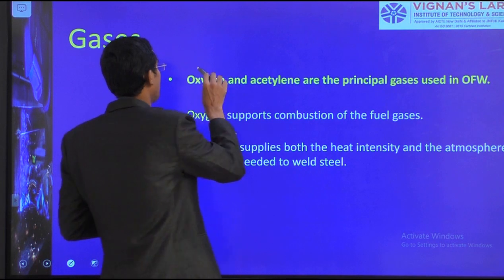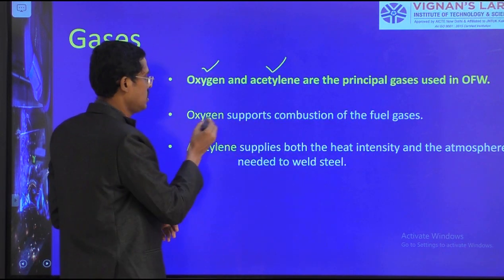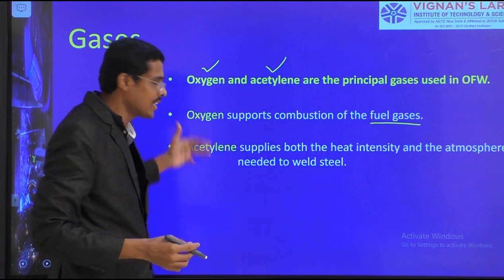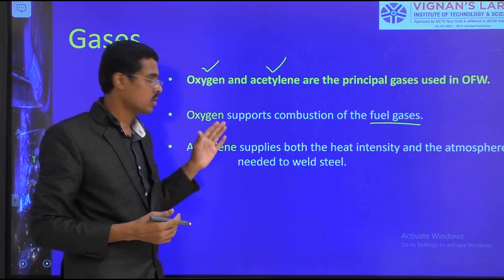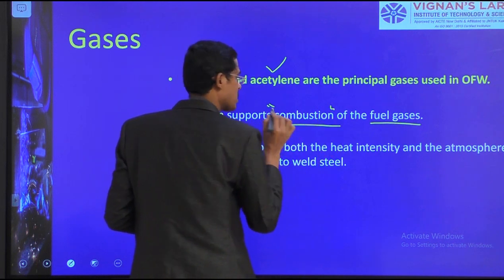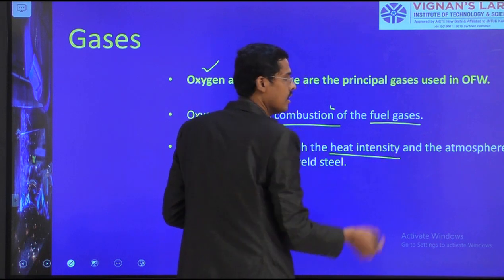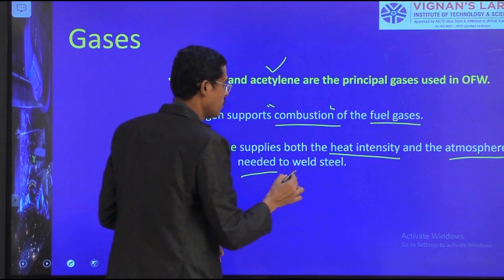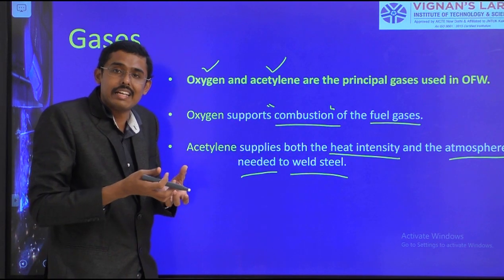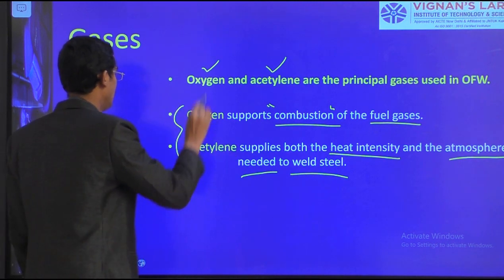Oxygen and acetylene are mostly used in the oxyfuel welding process. Oxygen supports the combustion of the fuel gas. So how does this reaction take place? Oxygen takes care of the combustion, and acetylene supplies both the heat intensity and the atmospheric protection needed for welding steels. When both are combined, heat is generated, and we use that heat for welding purposes.